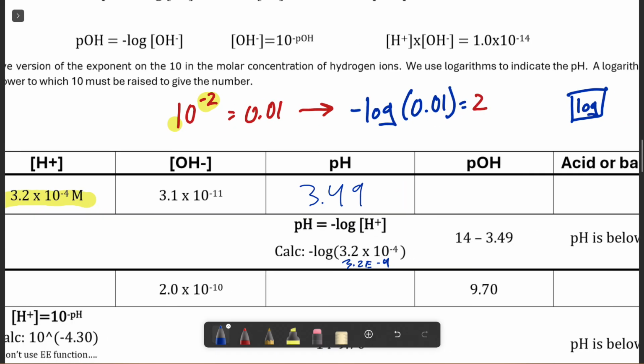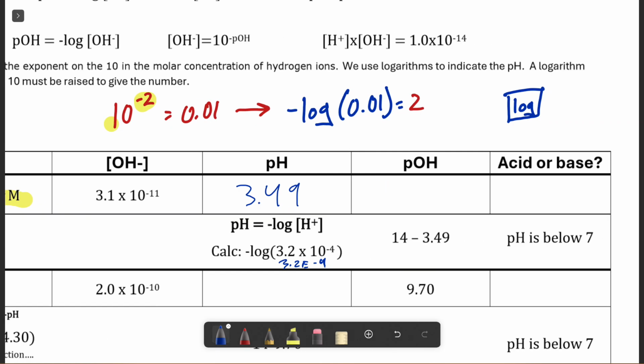How do I find the pOH? Well, you could do negative log of the concentration of OH negative, or you could also do the easy way, pOH plus pH equals 14. So all you need to do is 14 minus 3.49. What is that? You should have gotten 10.51.